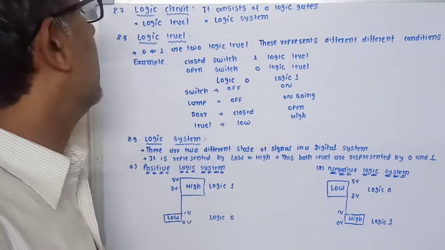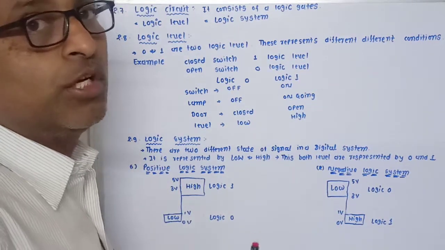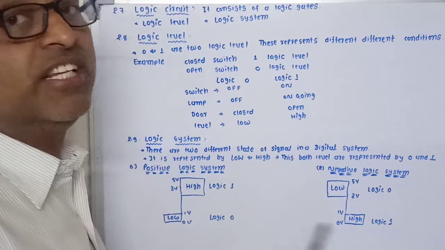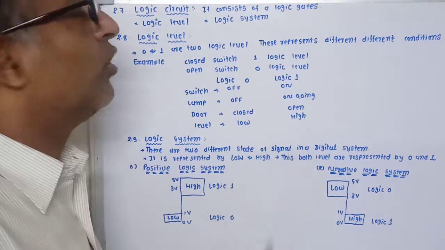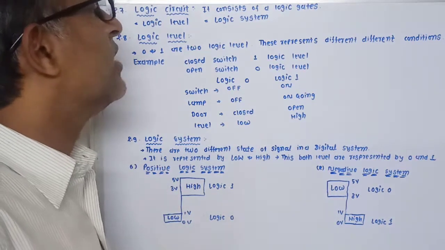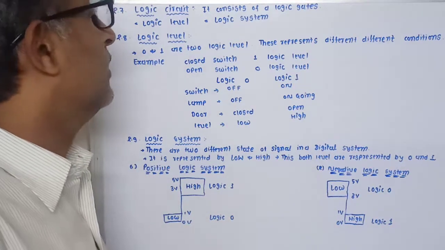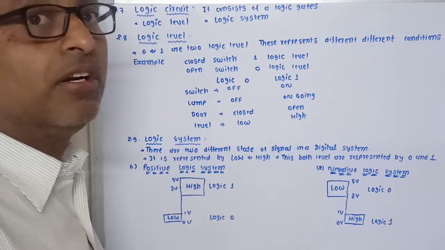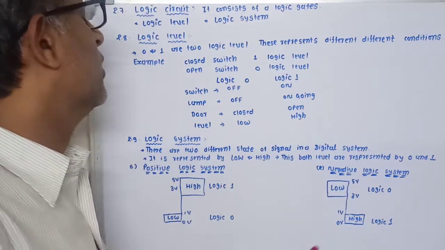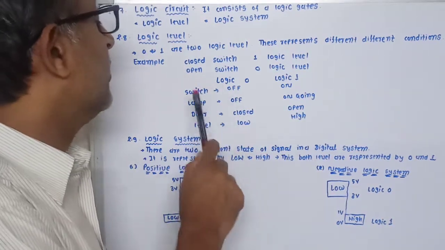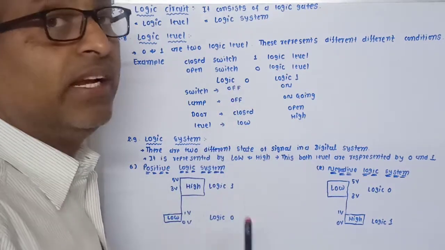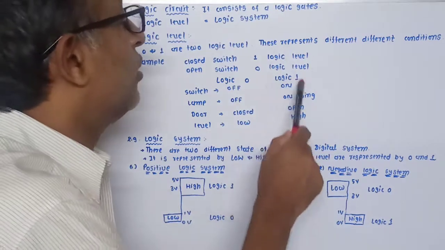These represent different conditions. Let me take one example. Suppose we are taking one switch. If the switch is closed, it is represented by logic level 1, and if the switch is open, it is represented by logic level 0. Here is another example. If a switch is in the off condition, it represents logic 0, and if it is on, it represents logic 1.